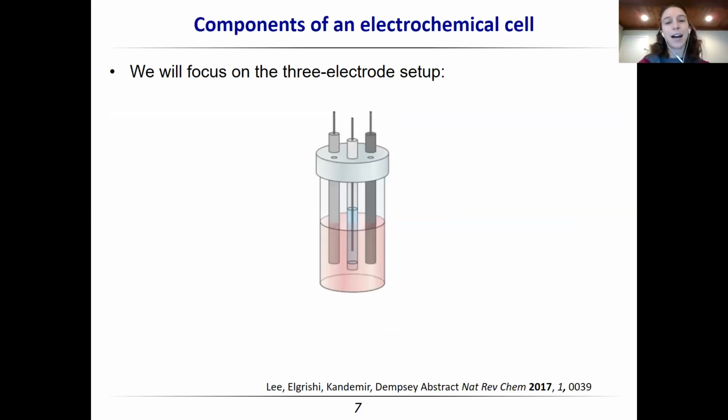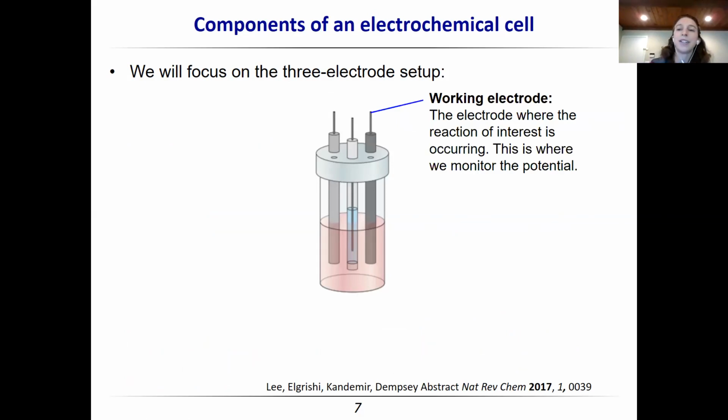What that looks like in a lab setting usually is you use a 3 electrode setup. So I took this cartoon from this Nature Review Chem paper from the Dempsey group. It's a clear model, but really you could use any type of beaker, very complicated electrochemical cells, any glassware that you can put 3 electrodes and a solution in, you can run electrochemistry in. So the most important electrode when we're probing electrochemical reactions is usually the working electrode, because this is where we're monitoring the potential of the reaction. So the chemistry that we're interested in is occurring at the working electrode.